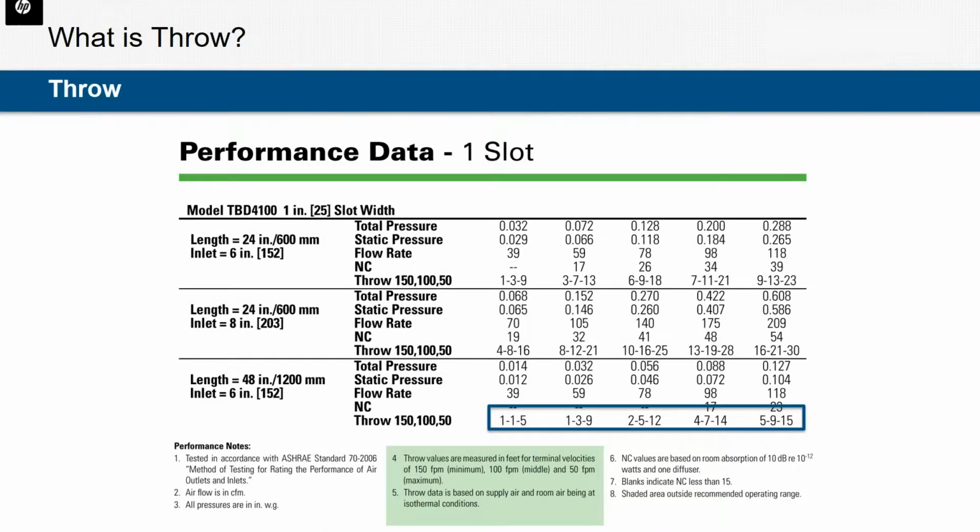You'll find the throw distances in manufacturer catalog data from any manufacturer. This is actually an ASHRAE Standard method to gather this data, and we will typically describe it in terms of distance to 150, 100, and 50 feet per minute. And then the numbers outlined, if you're in the US, will be in feet. If you're in Canada or another country that uses metric, that will be usually in meters.